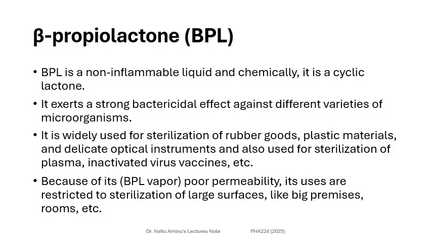Because of its poor vapor permeability, its uses are restricted to sterilization of only large surfaces, like big premises, homes, etc. The permeability is considered less when compared to ethylene oxide. It doesn't permeate certain small areas, so its use is restricted to sterilizing premises that are bigger in size, such as environments like rooms, corridors, and big equipment.